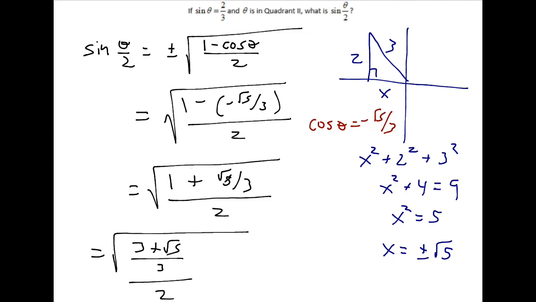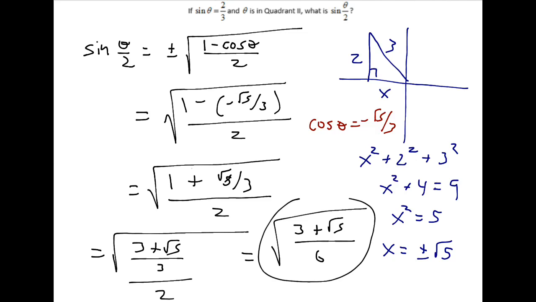Now dividing by 2 is the same as multiplying by 1/2, okay? So that 2 and the 3 actually multiply together, so we get 3 plus radical 5 all over 6, and we can leave that as the final answer.